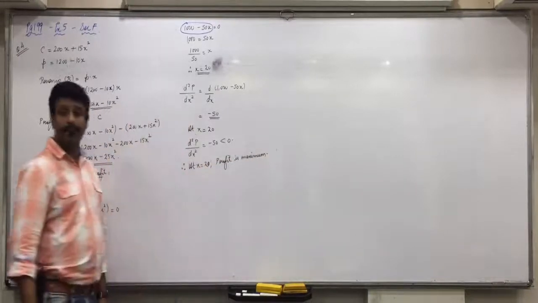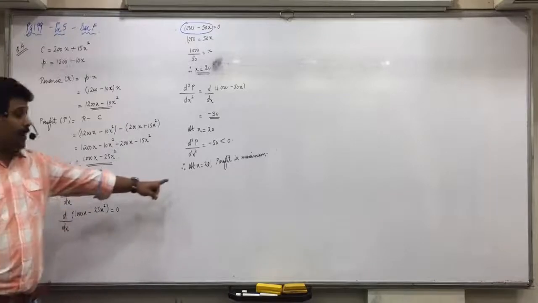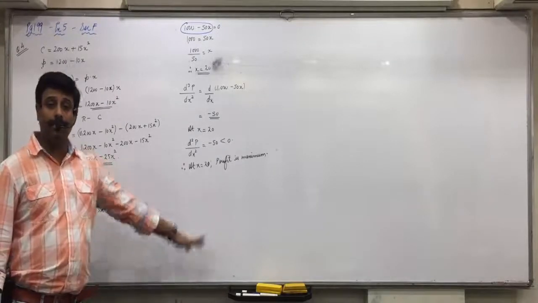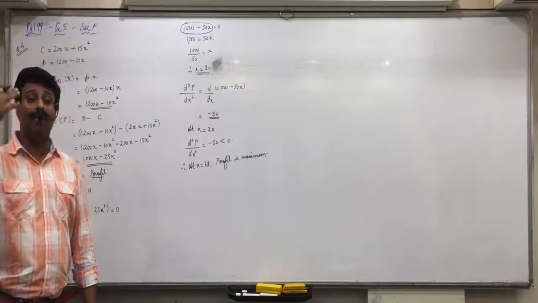Now this much is only asked. What is asked in the question? Find the profit function that we obtained, 1000x minus 25x square. And how many units should be produced for maximum profit? 20 units should be produced for maximum profit. Maximum profit is not asked. What would you have done if maximum profit was also asked?